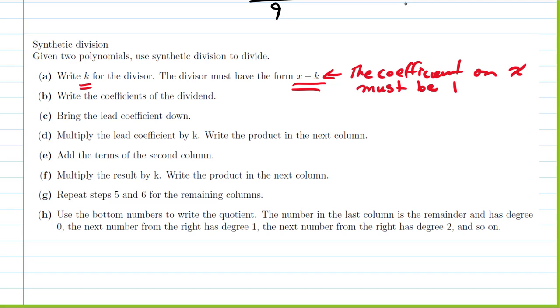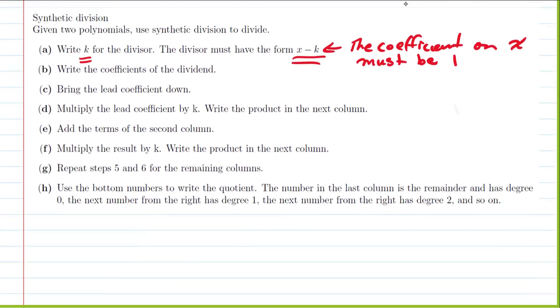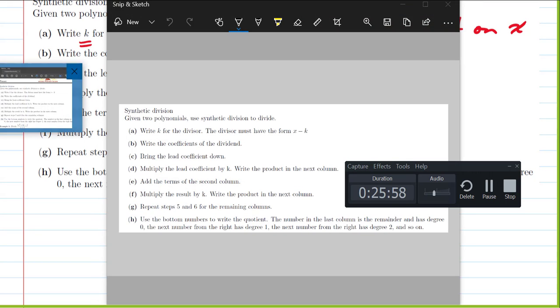Step B says write the coefficients of the dividend. Step C, 3, we're going to bring the lead coefficient down. Step D, we're going to multiply the lead coefficient by k and write the product in the next column. Step E, add the terms of the next column. Step F, multiply the result by k, write the product in the next column. Repeat E and F until the algorithm terminates. So I know that's super clear, so let's actually just do an example to illustrate what we are talking about.